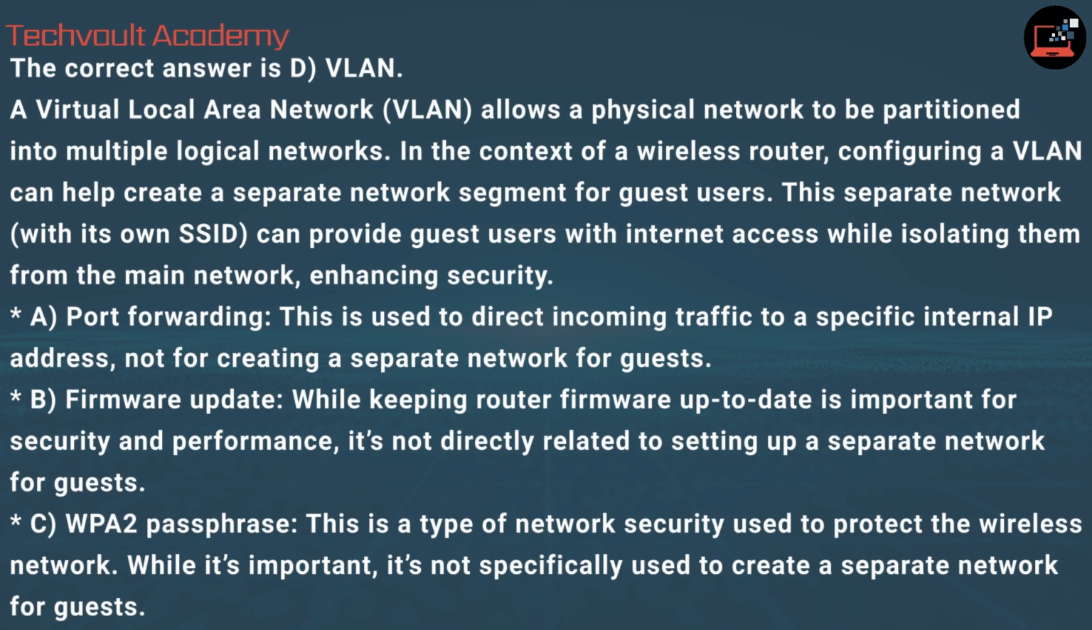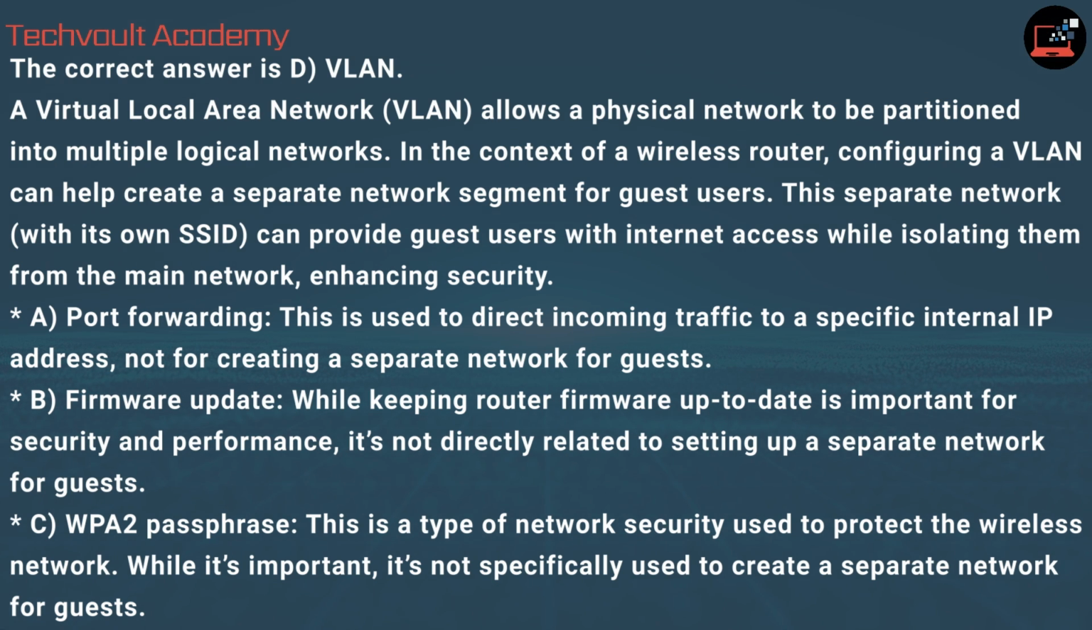The correct answer is D. VLAN. A virtual local area network, VLAN, allows a physical network to be partitioned into multiple logical networks. In the context of a wireless router, configuring a VLAN can help create a separate network segment for guest users. This separate network, with its own SSID, can provide guest users with internet access while isolating them from the main network, enhancing security.